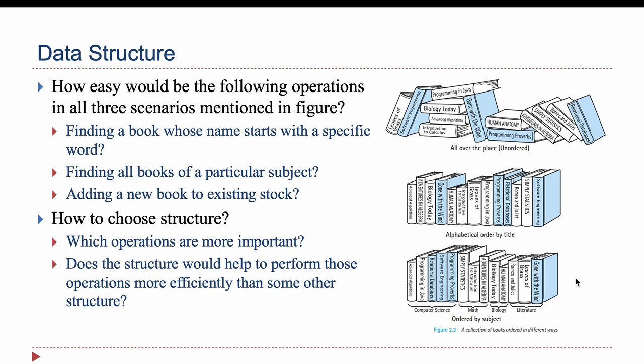In conclusion, to choose an appropriate data structure, we need to consider which operations are most important and whether the structure will help us perform those operations more efficiently than some other structure. By understanding the strengths and weaknesses of different data structures, we can choose the right one for a given problem and optimize our code accordingly.